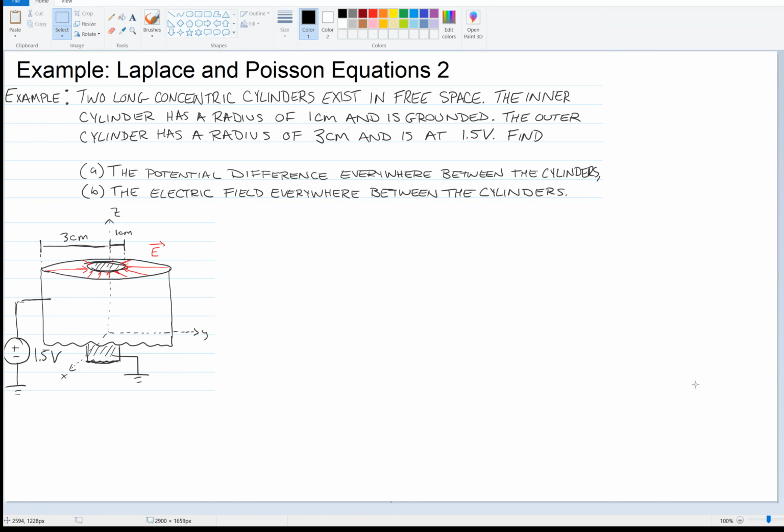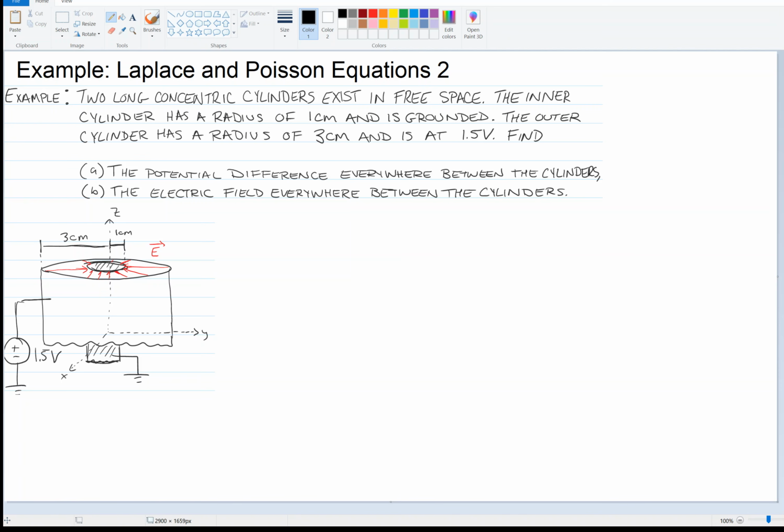So we're going to find A, the potential difference everywhere between the cylinders, and B, the electric field everywhere between the cylinders. For time purposes, I've already sketched a picture of this. You need to be able to come up with this picture, or a similar picture, however you decide you want to orient the cylinders. So I'm choosing cylindrical coordinates and I'm orienting my cylinder along the z axis like I've shown here.